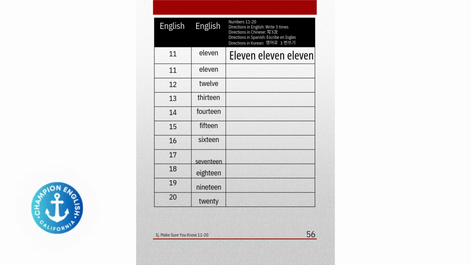Good job, students. And now that you have translated the numbers, you're now going to say each number from 11 to 20, three times in English. Shall we go? 11, 11, 11. 12, 12, 12. 13, 13, 13.